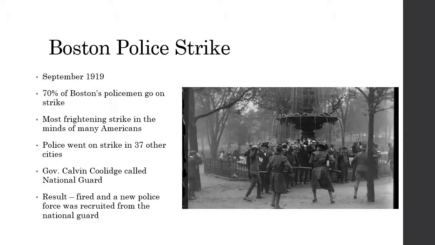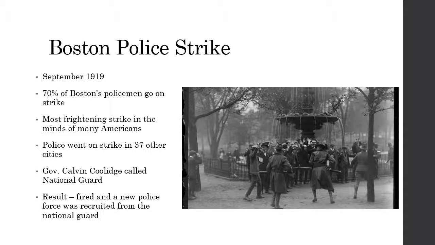But the Seattle strike is not the only strike during this time period. Another far-reaching strike was the Boston police strike. This strike is exactly what it sounds like. A group of policemen go on strike. They are specifically asking for a wage increase. In total, about 70% of Boston's police force go on strike, and that is about 15,000 policemen. They wanted not only a wage increase, but also the right to unionize.